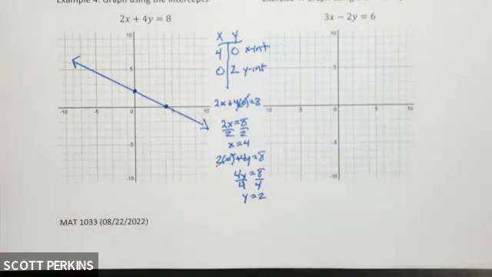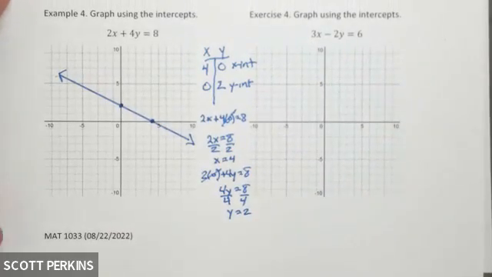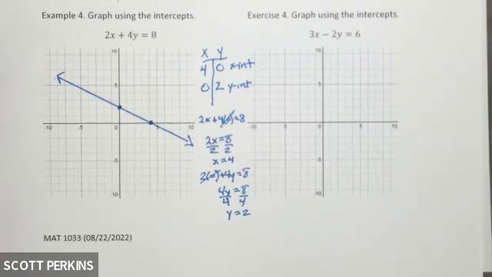If you got a question, ask it. If not, go to exercise 4. If you're too shy to ask your question, raise your hand. I'll come to you while we're working on this problem and see if I can answer it. Graph this using the intercepts, please.